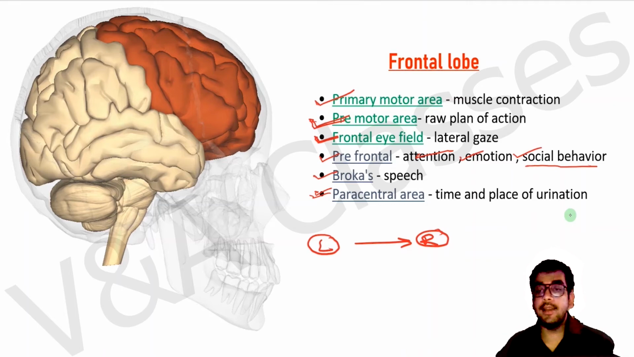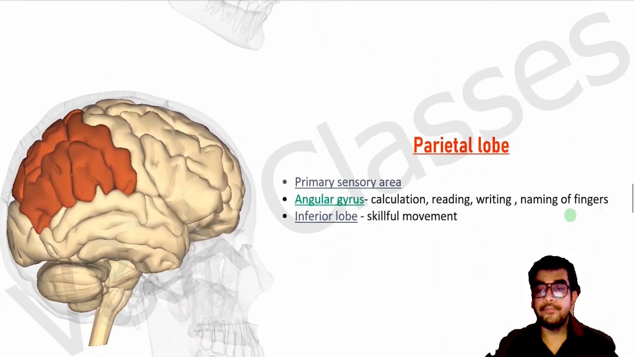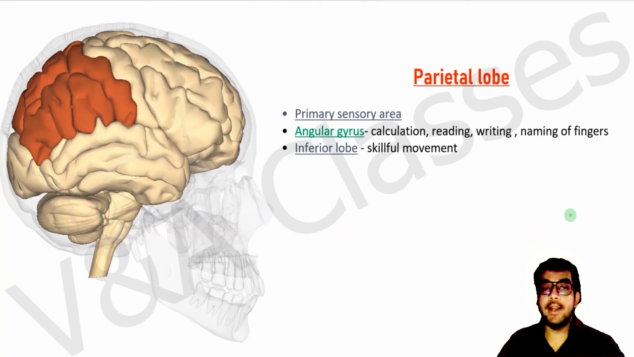So now let's see the second lobe, that is the parietal lobe. Just like the frontal lobe, the parietal lobe is also divided into various areas. The most important area in the parietal lobe is the primary sensory area. All the sensations from our body, whether it be pain, temperature, pressure, or vibration, will be carried to this primary sensory area in the parietal lobe.